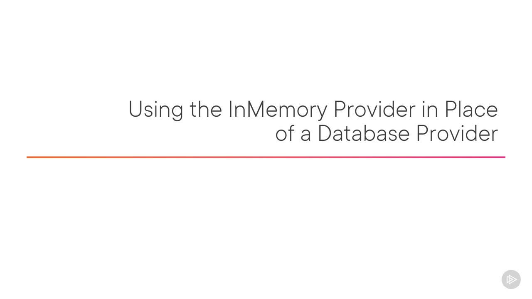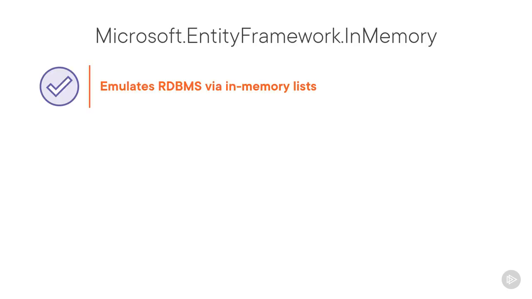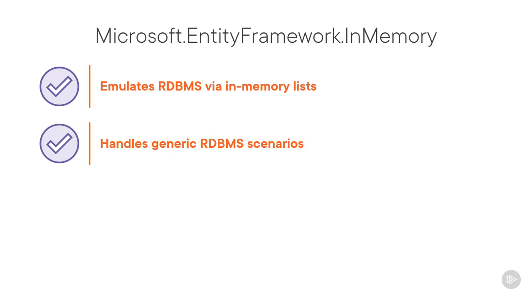The in-memory provider came to us with the first iteration of EF Core. We had never had anything like it in Entity Framework. The provider emulates relational database basic behavior using lists in memory. It can't stand in for some intricate, unique relational database behaviors, but it does cover a lot of general scenarios.